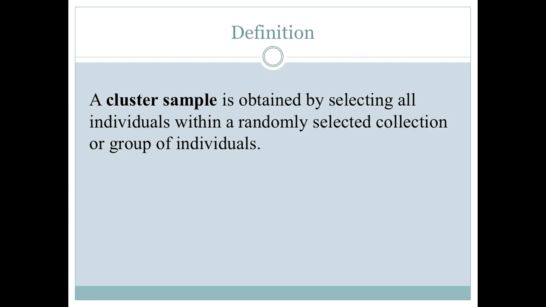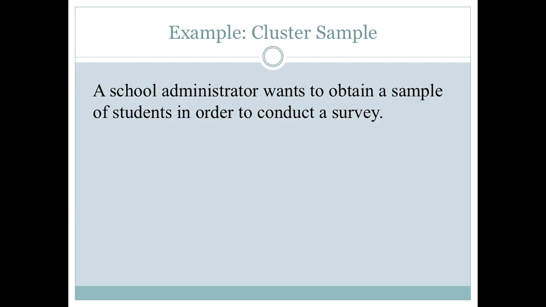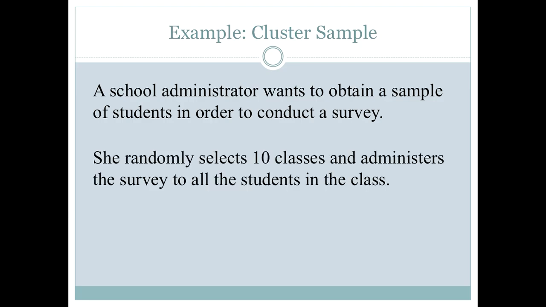Now, a cluster sample is obtained by selecting all individuals within a randomly selected collection of groups of individuals. So let's say that a school administrator wants to obtain a sample of students in order to conduct a survey. So what she does is she takes the entire list of classes, okay, and she randomly selects 10 of the classes. And then she administers the survey to all of the students in each of those 10 classes.